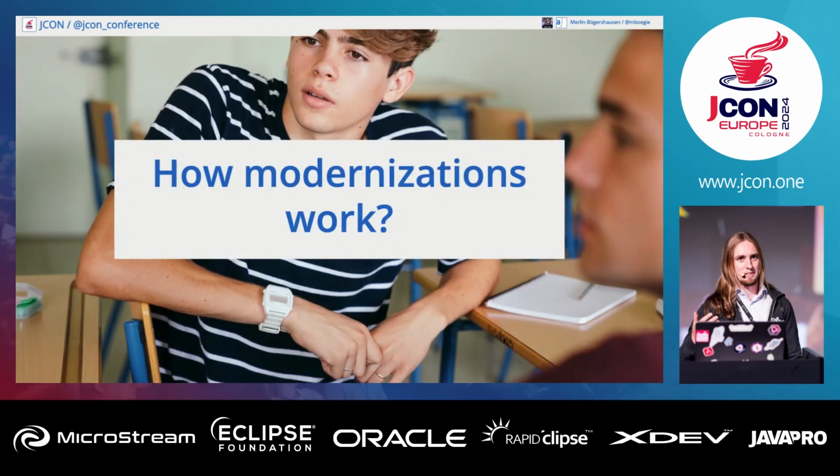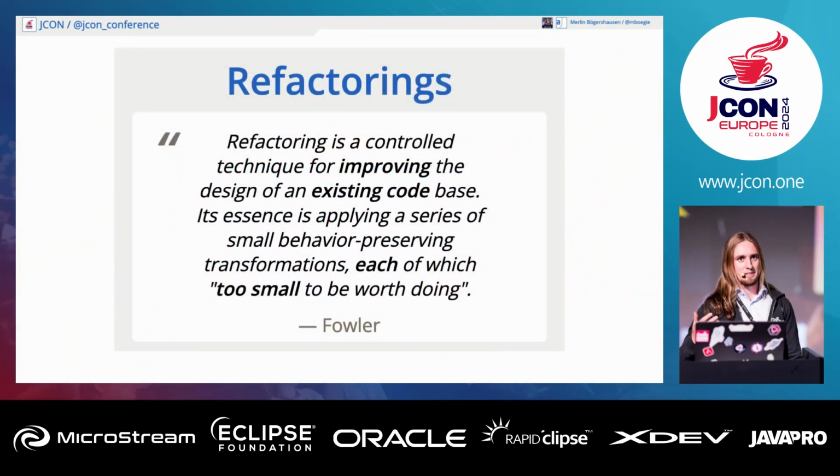So we need modernization. And how does modernization usually work? Let's have a quick look. Modernizations are composed of small refactorings. In the terms of software engineering, it's small refactorings. And small refactorings, as Fowler defines them, refactoring is a controlled technique for improving the design of an existing code base, blah blah blah, each of which is too small to be worth doing. And that's a big problem.